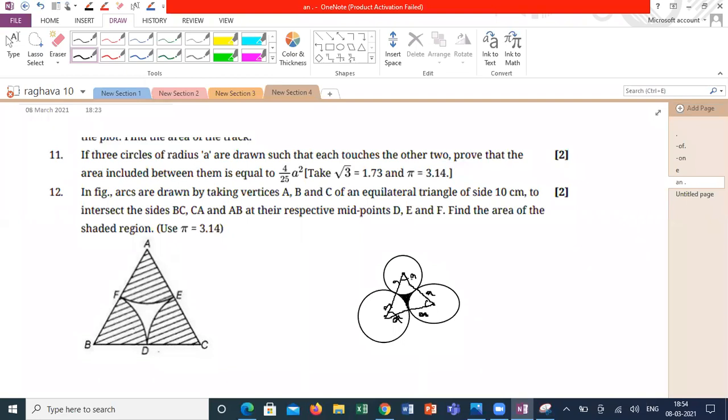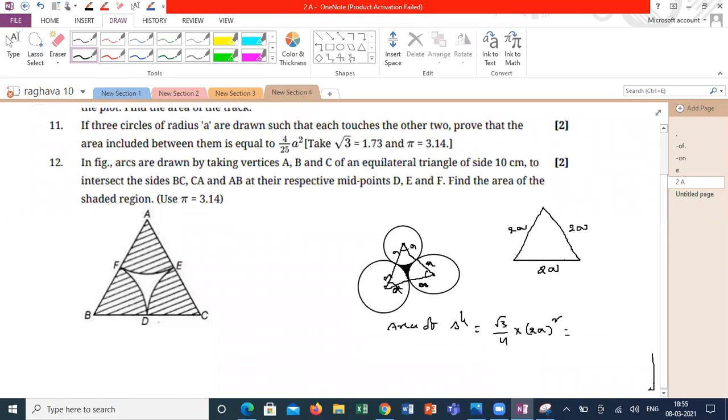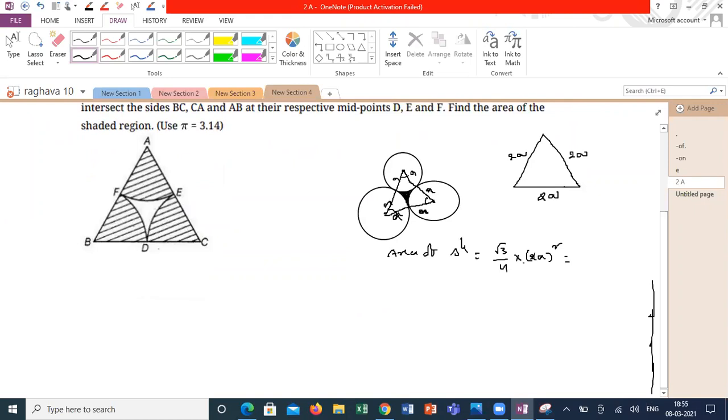Sir, completed, sir. The answer is 4 by 25 a square. See, if I'm taking the triangle, each triangle side is how much? 2a, 2a, 2a. So what is the area of the triangle? Root 3 by 4 a square, sir. Root 3 by 4 into side square, that is 2a whole square. Am I right? Yes, sir. Here the side is 2a, so 2 cancels. So the answer is root 3 a square.